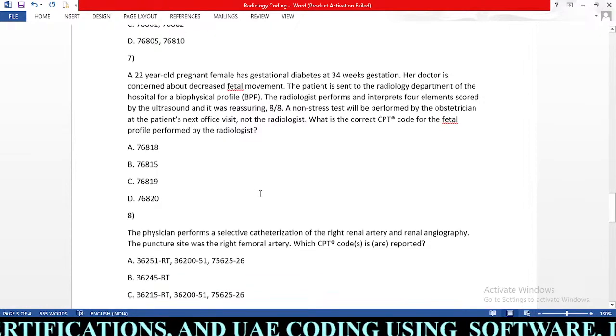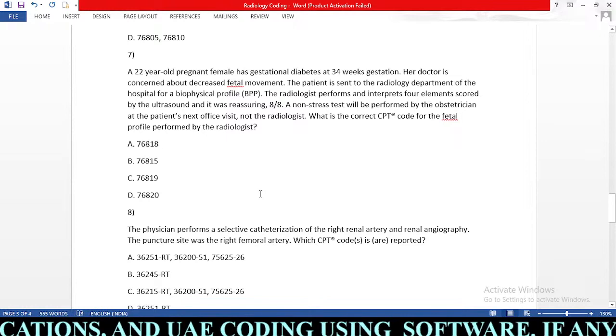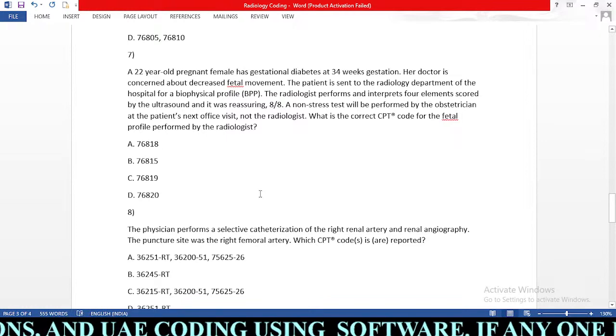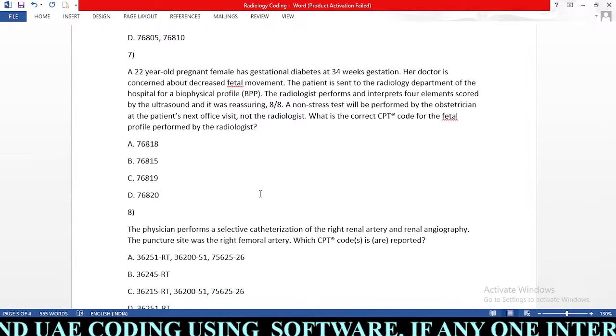So guys, check these answers. Seventh one. Now it is 10:08. We will check the answer at 10:12.